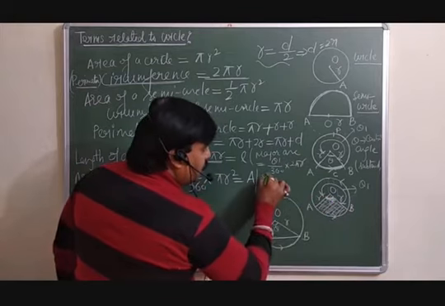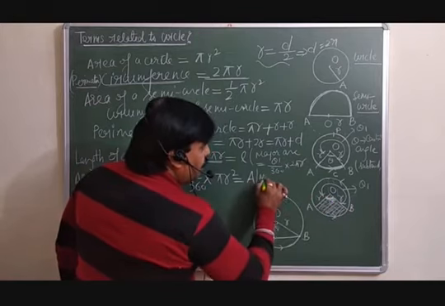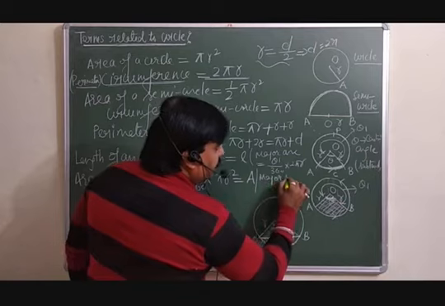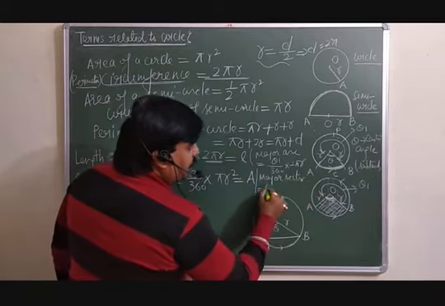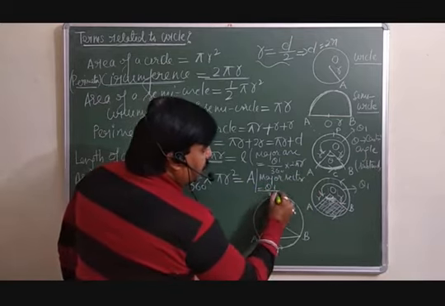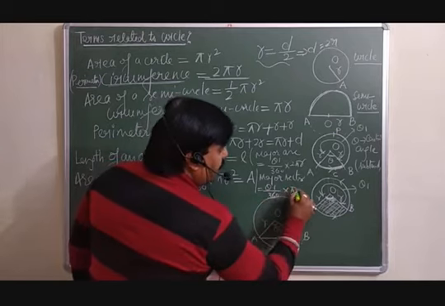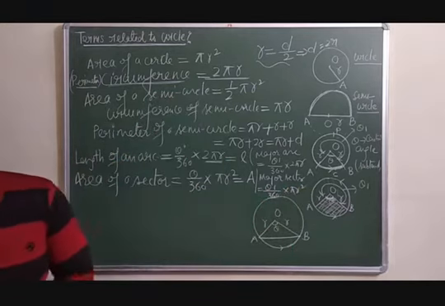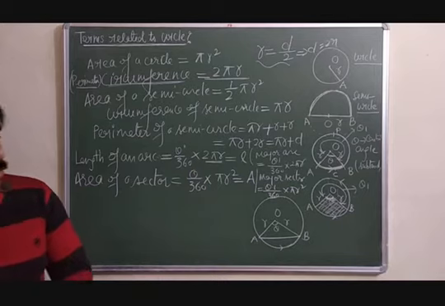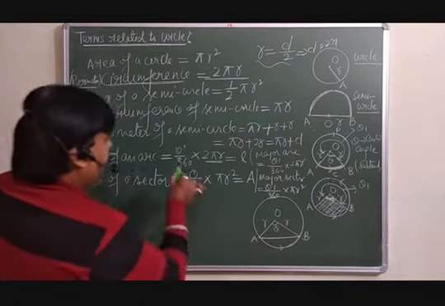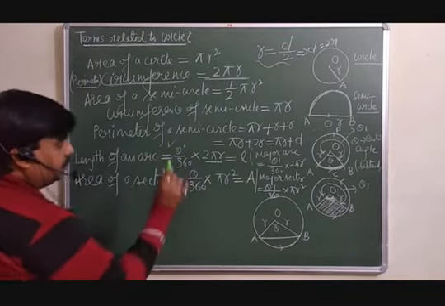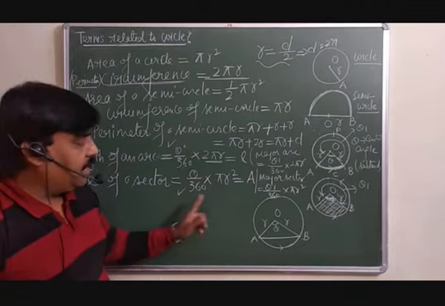So that is you can say the θ1 for the major sector. That is also you can say θ1 over 360 into pi r square. That is also you can apply. This one is there. It's up to you only, then which one you are going to apply. Now there is a relation between the length of an arc and the area of the sector.